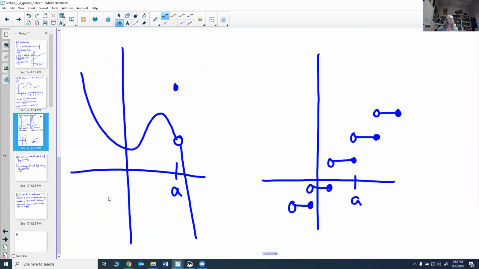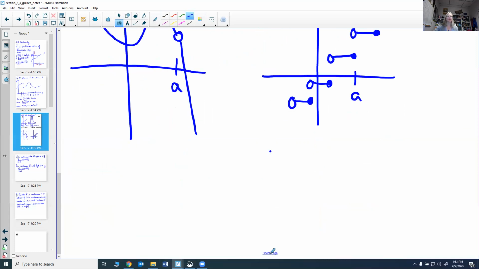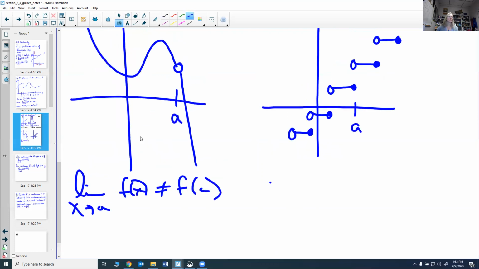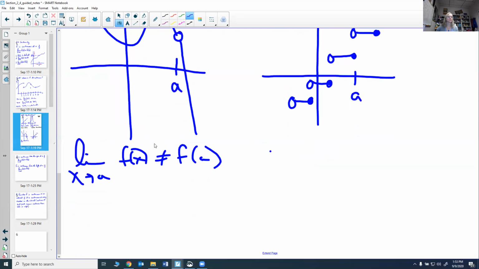So this next one, again, it's a point of discontinuity because the limit as I'm heading towards a is heading towards whatever function value this is, but my function's up here. So in this case, this is said to be the limit as x goes to a of f of x does not equal f of a. Again, we could have fixed that. We can fix this one by just defining our function differently. So this again is called removable.